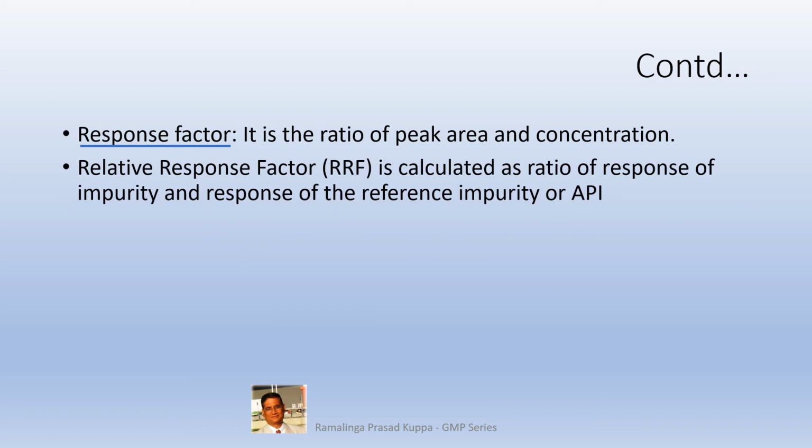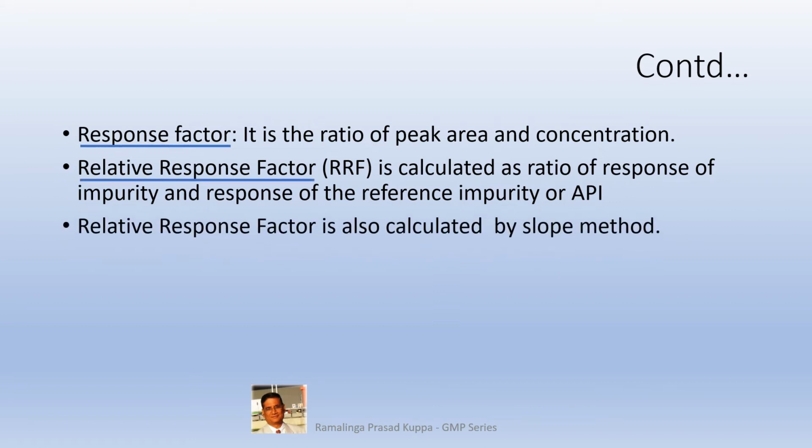Relative response factor is calculated as ratio of response of impurity and response of the reference impurity or API. Relative response factor is a ratio of two responses of analytes. This is called as RRF. This is important for calculating impurities, comparing the responses of the impurity with the reference standard of another impurity or API. RRF is calculated this way. This factor is relative to each other.